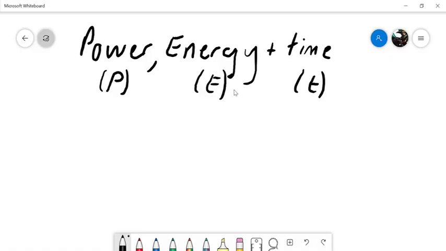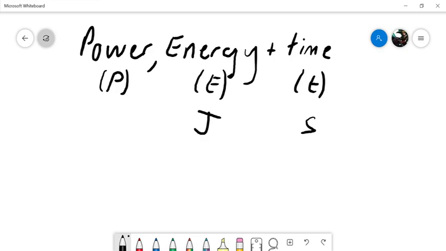Okay folks, so today we're going to be talking about what's effectively the first part of the course that you'll be learning in 4th year, which is talking about the relationship between power, energy and time. Now we already know that the units of energy are joules. And we already know that the units of time are seconds.